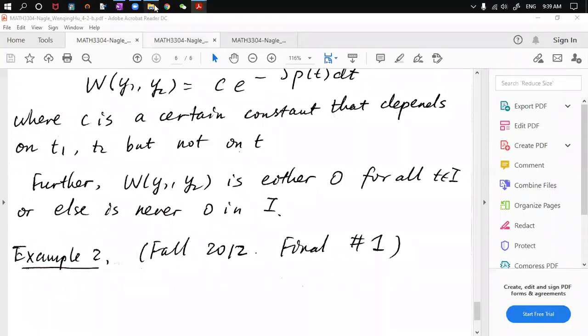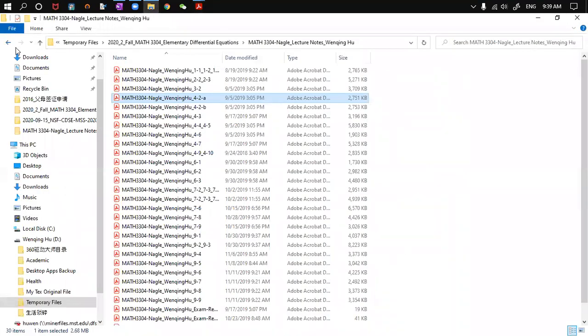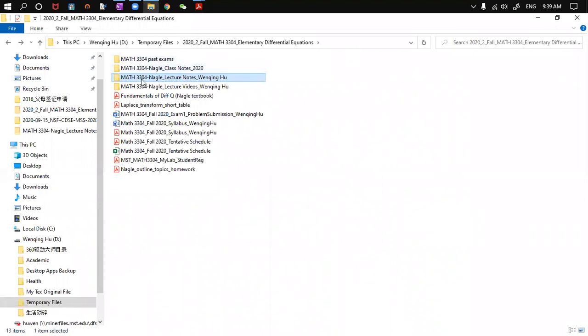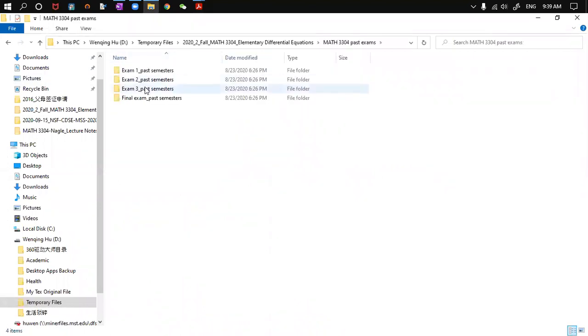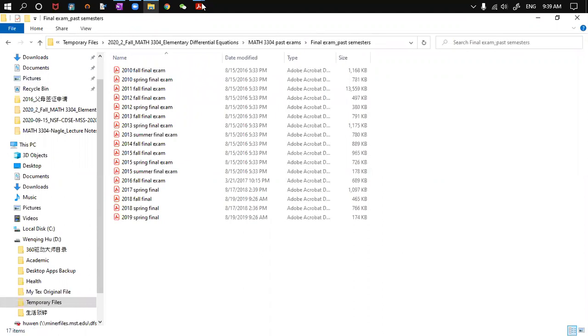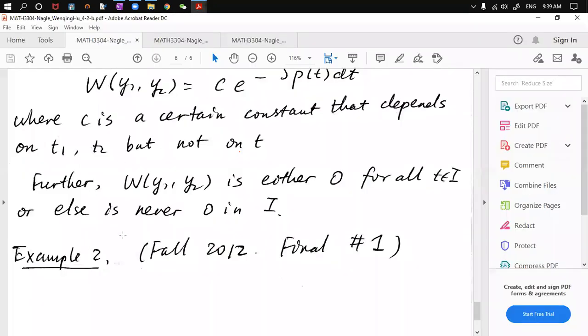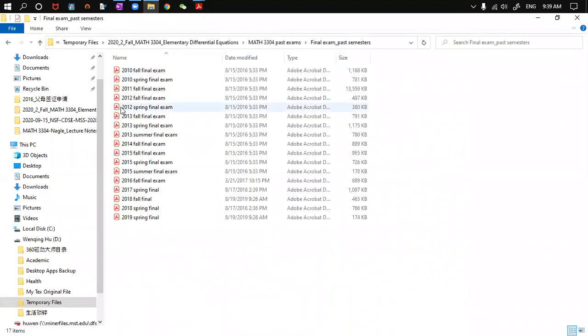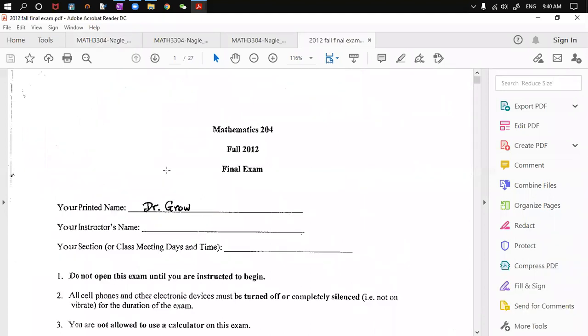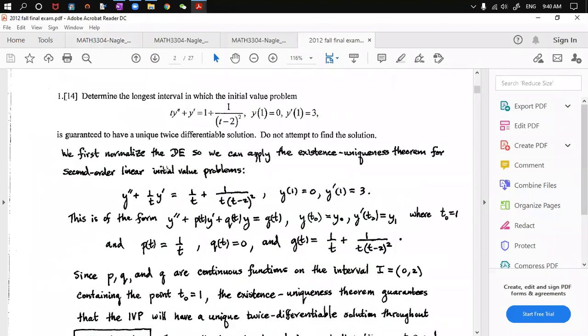So here, I would like to show you one last example, just to summarize today's lecture. It's from the Fall semester 2012 final exam. This is an example that was also about the theory for ordinary differential equations. So look at this example.